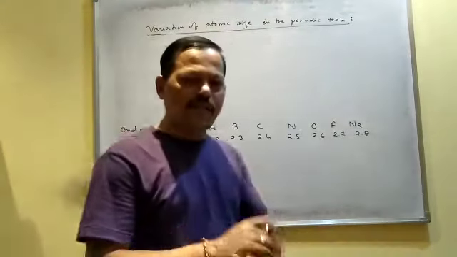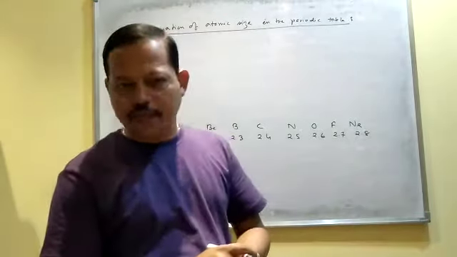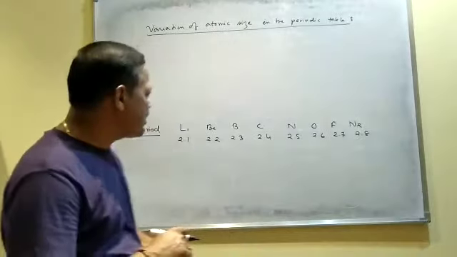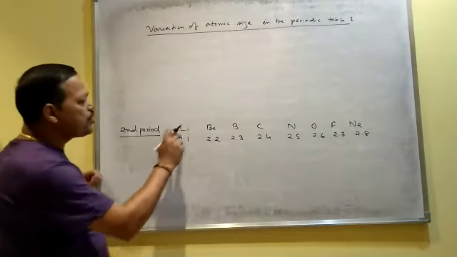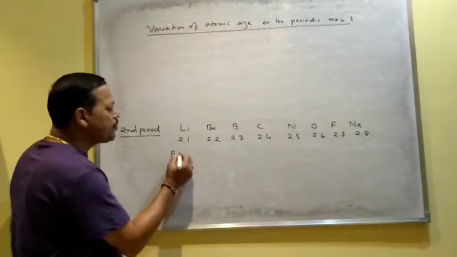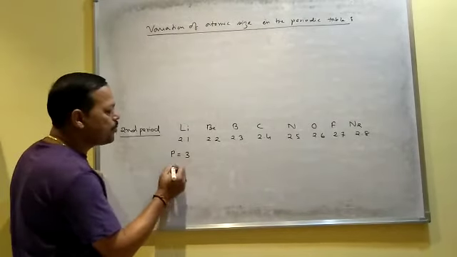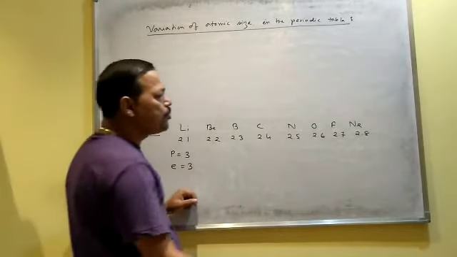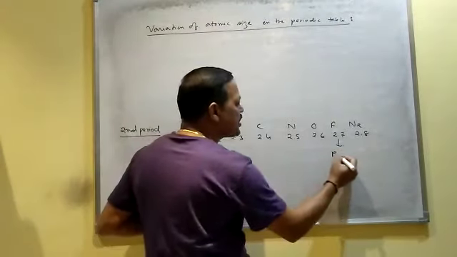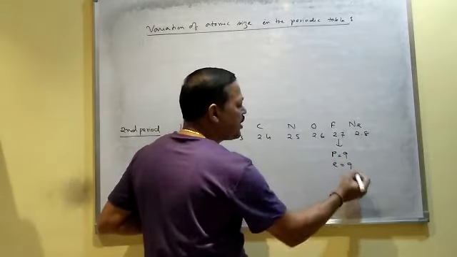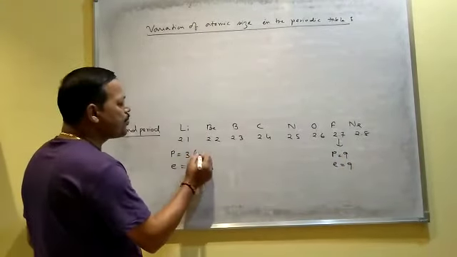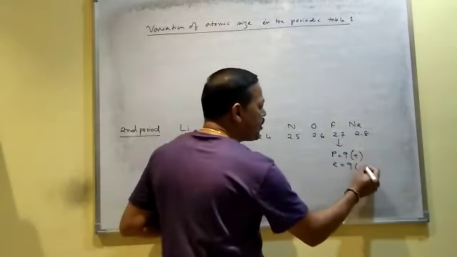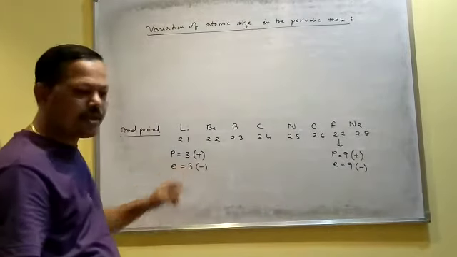Since their shells are the same, their size will be almost the same, but you will get some difference in their sizes, because when you consider lithium, the atomic number is 3, which means the proton number is 3, and the electron number is also 3. And if you consider fluorine, the proton number is 9 and the electron number is 9. As you know, protons are positively charged, electrons are negatively charged. So here 9 plus 9 minus, and here 3 plus 3 minus.